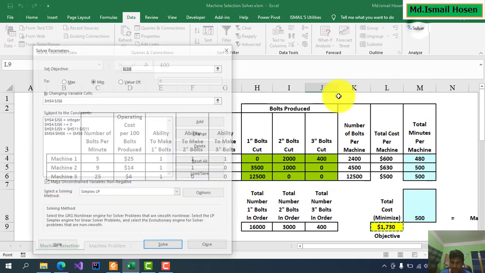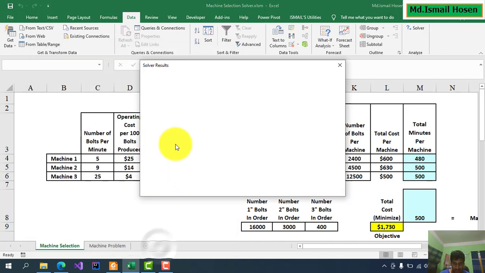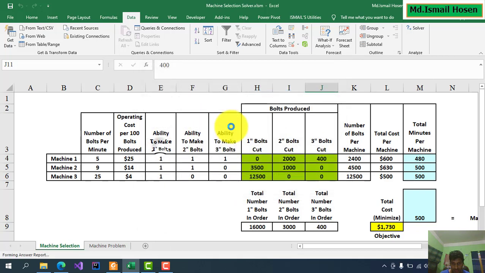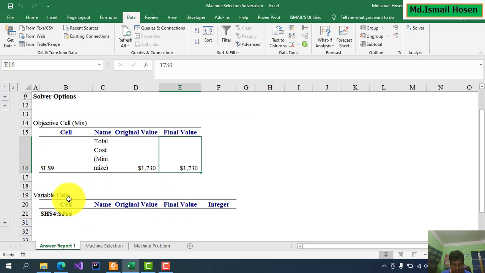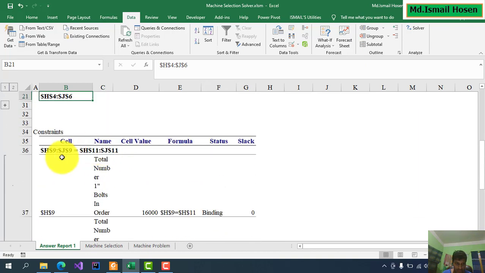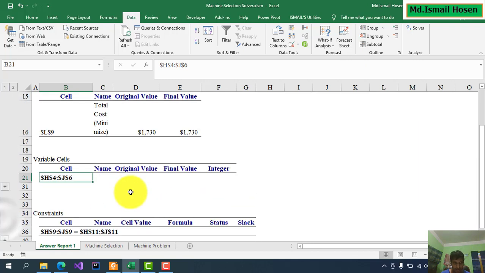Okay, so that's it. If we want to get the report, let's run this again and select the answer report. It will produce this Answer Report 1, which gives all of those data. The objective cell is L16, the total cost minimized, and that is this amount. The variable cells are these, and all of these are constraints. You can enlarge this if you want to see the whole thing. Okay, that's it. Thank you for watching.